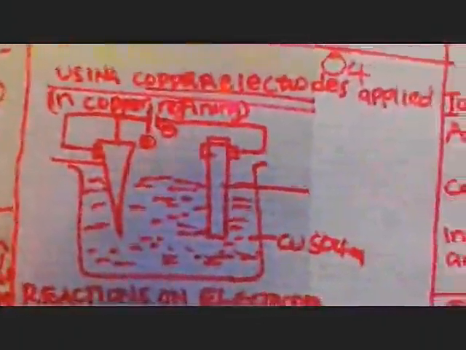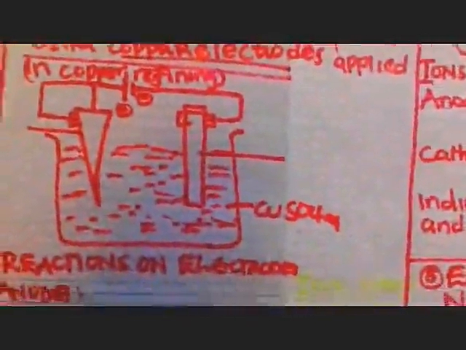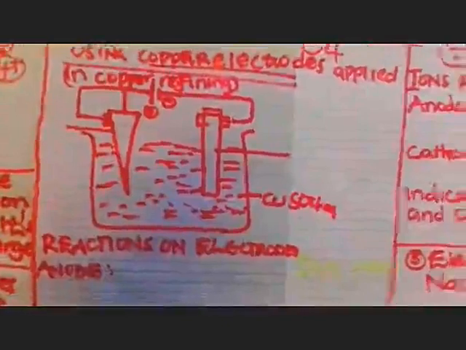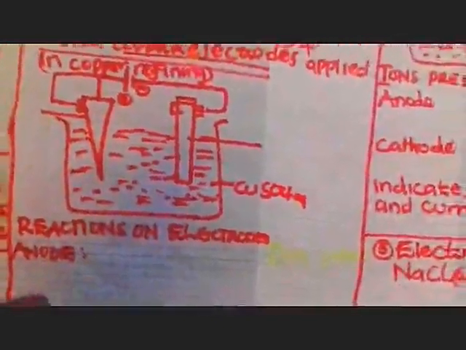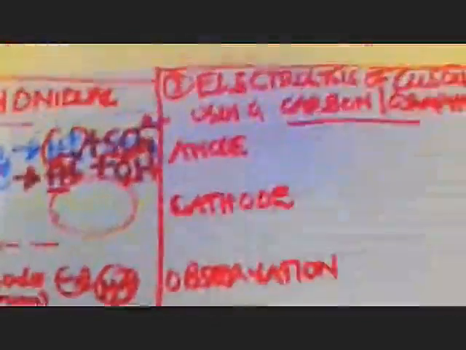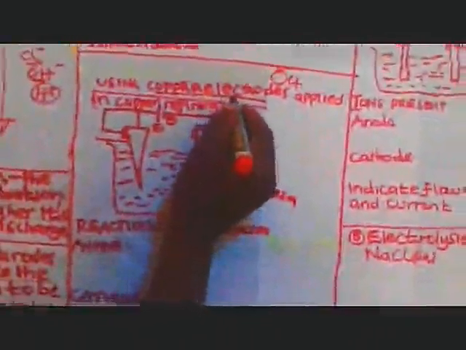Now, secondly, we can talk about electrolysis of copper II sulfate. This electrolysis of copper II sulfate, we can do it in two ways. One, we can carry it out by using copper electrodes. Or we can carry it out by using other electrodes like graphite electrodes. Remember, this is copper II sulfate, and even this one is copper II sulfate. But the difference is that we are carrying out electrolysis using copper electrodes here, and here we are going to use graphite electrodes.